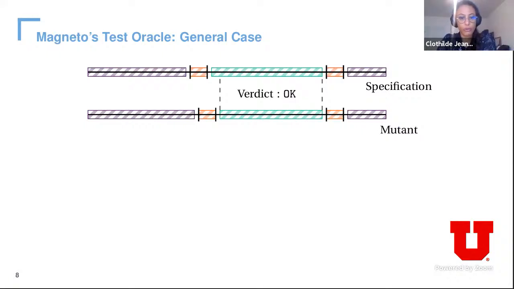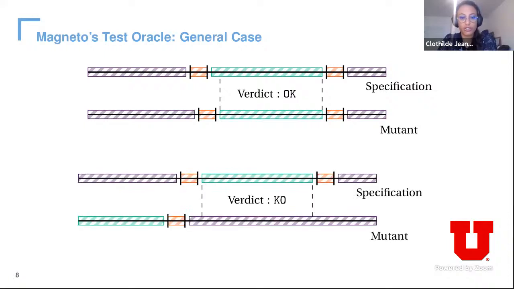By using interval arithmetic, we can reliably compute the valid and invalid ranges and use them to compute the verdict of the test. So we say that the mutant lives or the verdict is okay if the valid range of the mutant is comprised in the valid range of the specification. The mutant is killed or the verdict is KO when the valid range of the specification coincides with the invalid range of the mutant. And in any other configurations, the verdict is uncertain. We then need a better test to reliably kill the mutant.